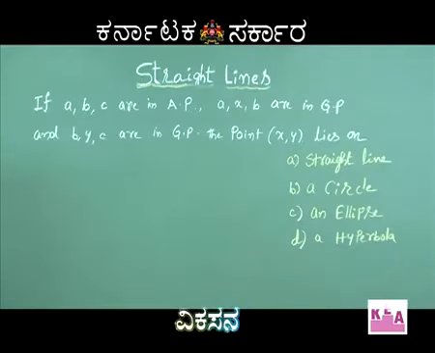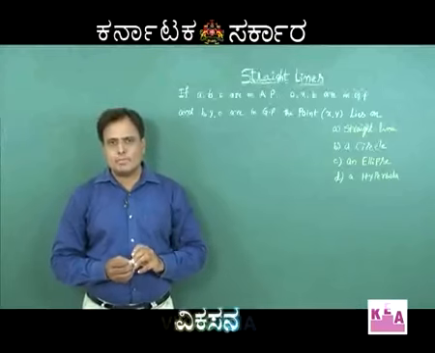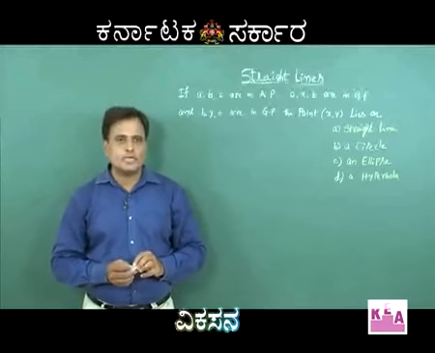If A, B, C are in AP, A, X, B are in GP, B, Y, C are in GP, the point X, Y lies on where? Option A, straight line. Does this point lie on a circle? That is option B. Does this point lie on an ellipse? That is option C. And whether this point lies on a hyperbola? That is option D. As we know, you might have studied about AP, GP, HP. Let me clear once again.